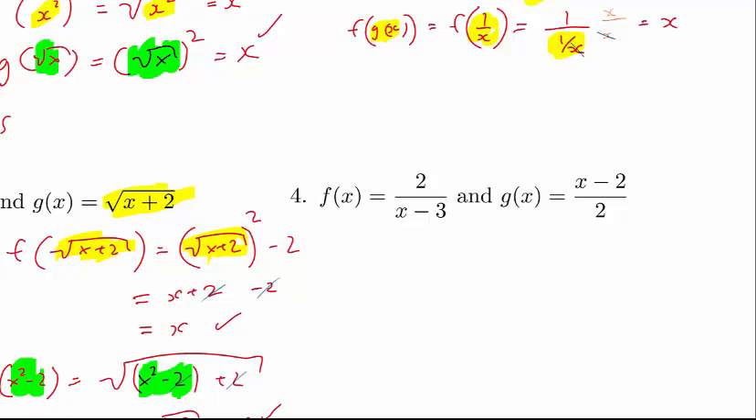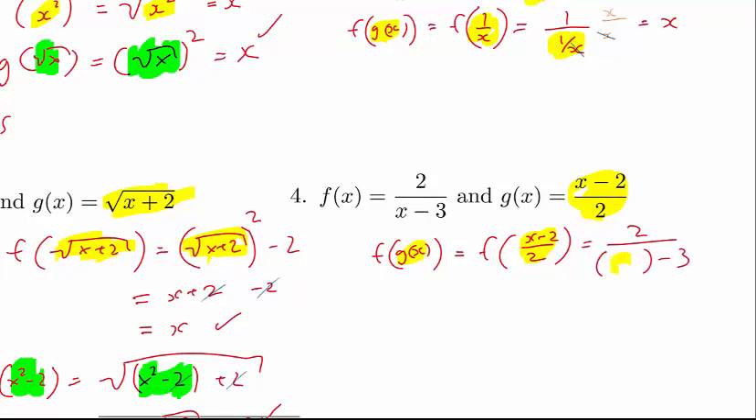And now for number 4. We're going to look at f of g of x again, because that's how we test these things. So what is g of x? Well, that's going to be this guy right there. And so what we're really looking for is f of x minus 2 divided by 2. So we're going to plug that into our f over here. So this becomes 2 divided by, let's put parentheses here as a placeholder, x minus 2 over 2. And we got a little fraction within a fraction.